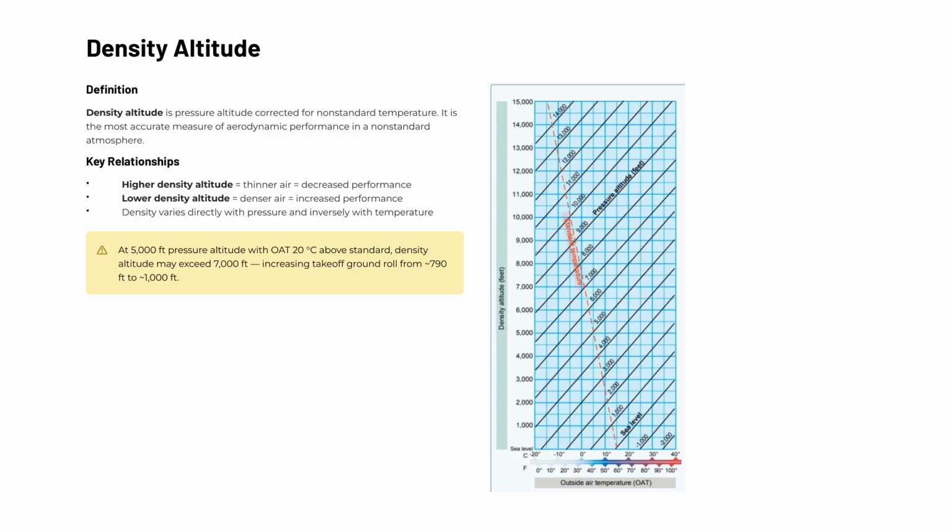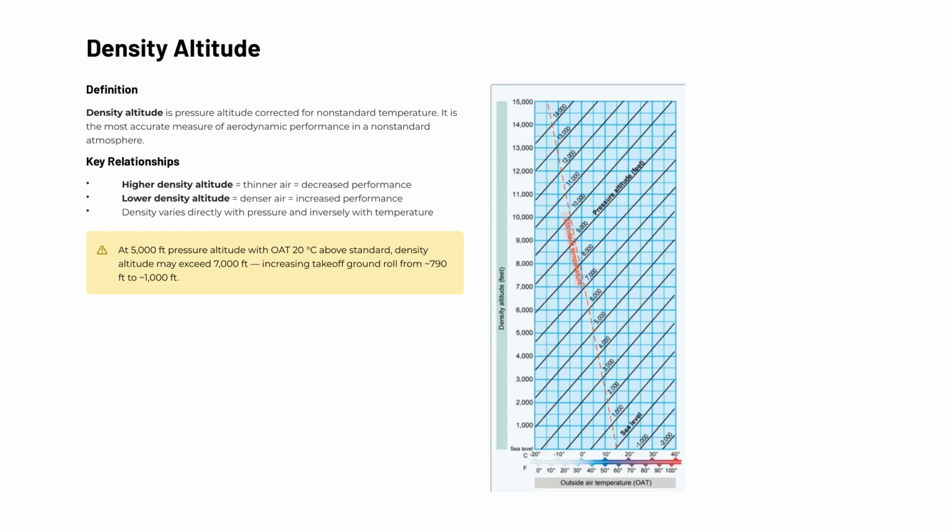The key relationships are straightforward but essential to internalize. As density altitude increases, the air becomes thinner and aircraft performance decreases across the board. Think reduced lift, reduced thrust, and reduced engine power. Conversely, lower density altitude means denser air and improved performance. Remember that air density varies directly with pressure and inversely with temperature. Higher temperatures reduce density, which drives density altitude up, even when you haven't physically climbed any higher.